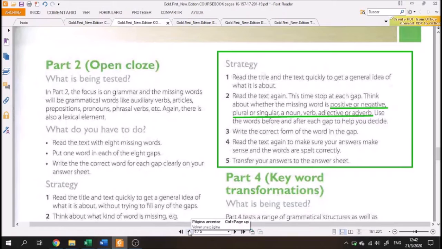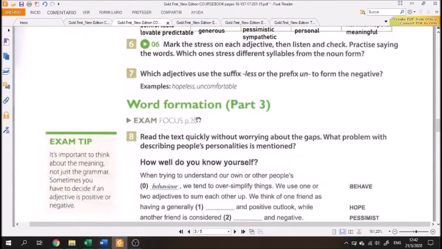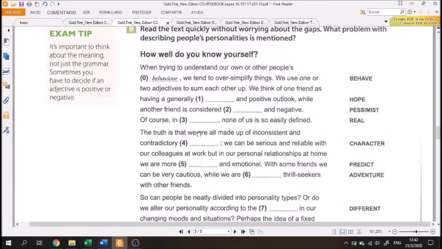Okay, now I am going back to the vocabulary page and we are going to do this activity. How well do you know yourself? First, I want you to read the text and tell me in 2 or 3 lines what it is about.